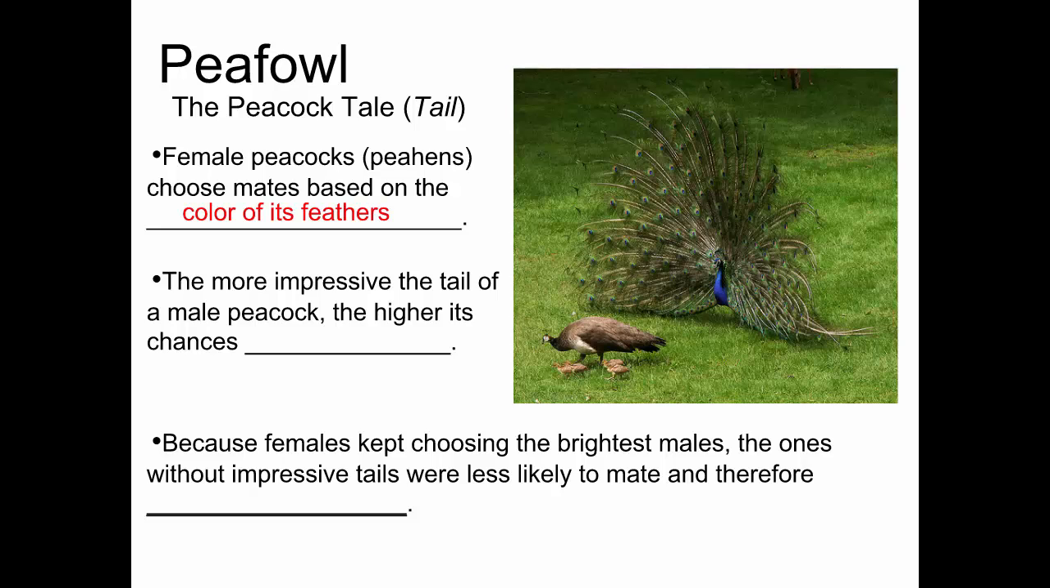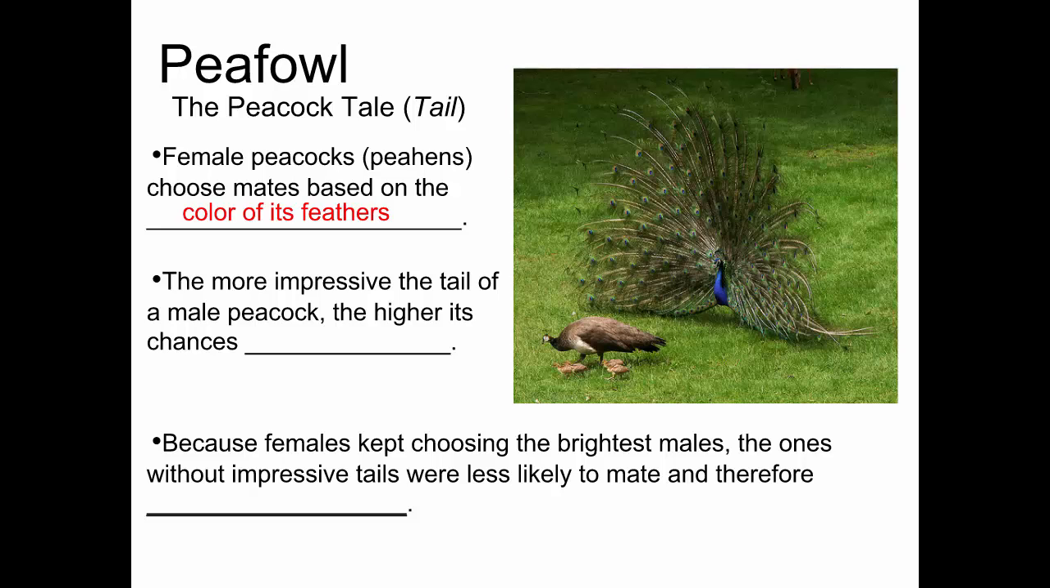So during mating time, the female peahen chooses among the males as to which one she will mate with. And she chooses them based on their display of their tail feathers. And so if a male has a bright, showy, colorful tail, he's more likely to what?